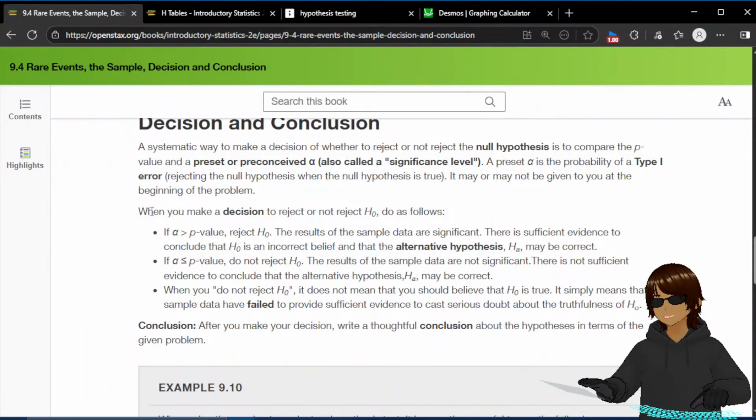A systematic way to make a decision about whether to reject or not reject the null hypothesis is to compare the p-value and a preset or conceived alpha, also called a significance level. A preset alpha is the probability of a type 1 error, rejecting the null hypothesis when the null hypothesis is true. It may or may not be given to you at the beginning of the problem. When you make a decision to reject or not reject the null hypothesis, do as follows. If alpha is more than p, then reject the null hypothesis.